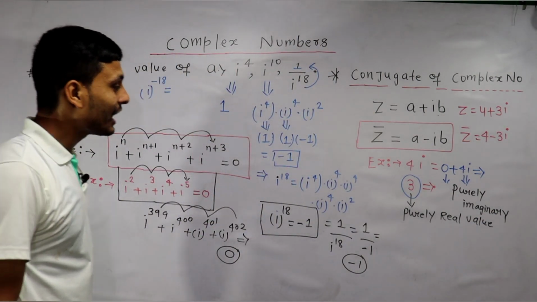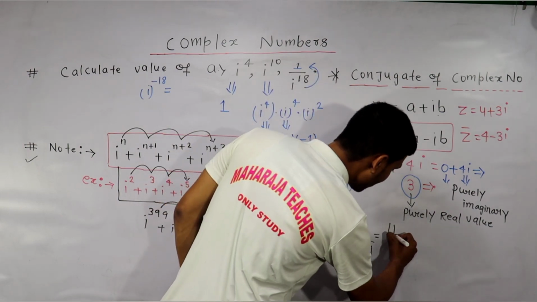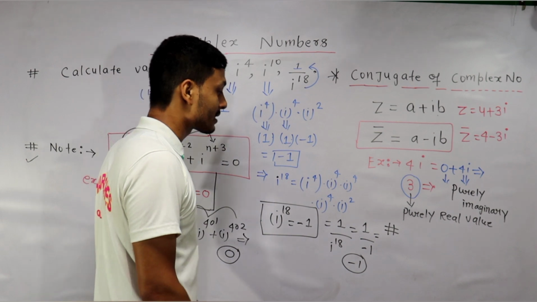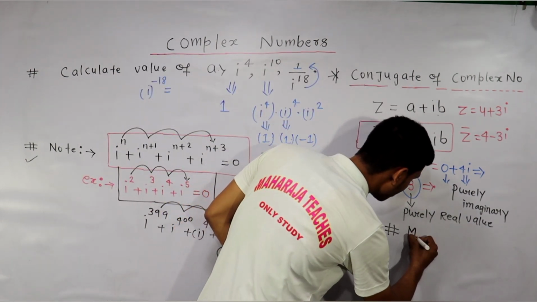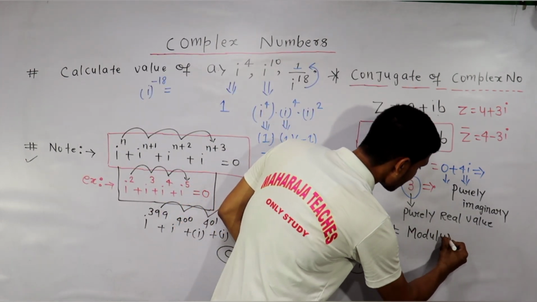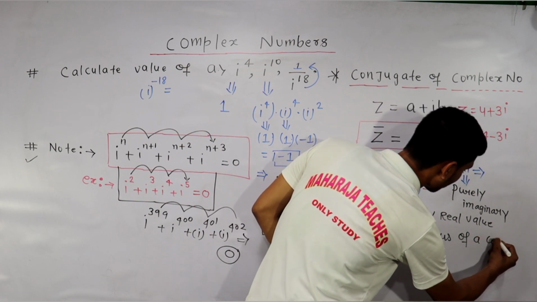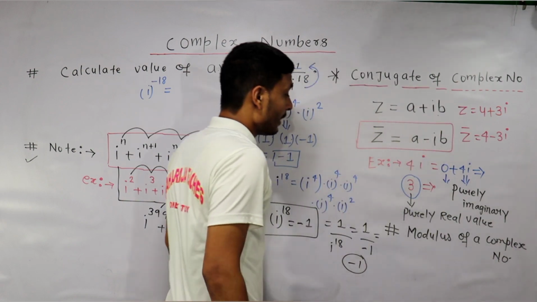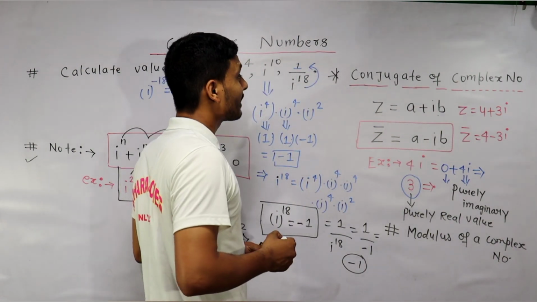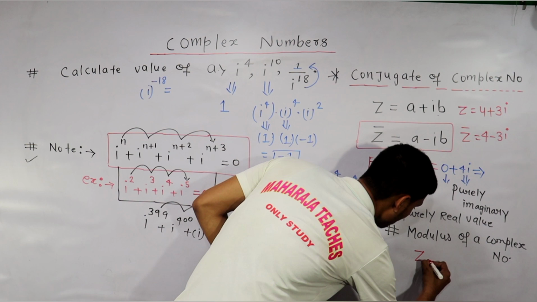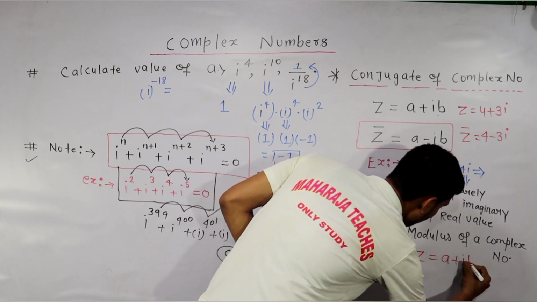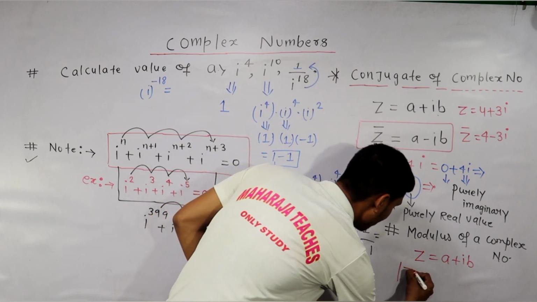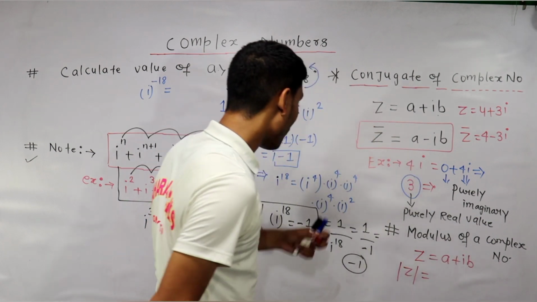Now let's discuss another topic of complex numbers, that is the modulus of a complex number. Just note it down. Modulus of a complex number. If a complex number is given in the form z is equal to a plus ib, then its modulus is represented by mod z.